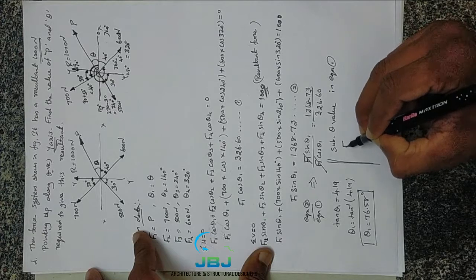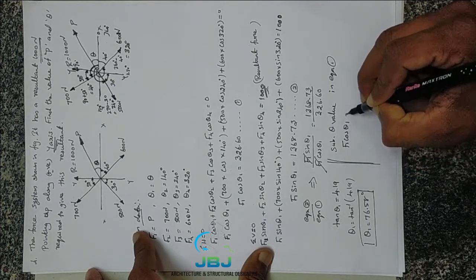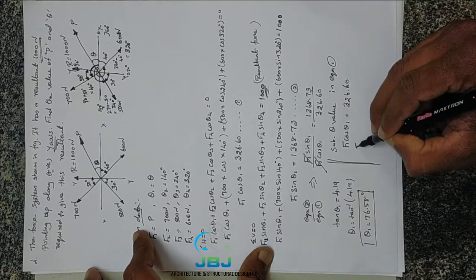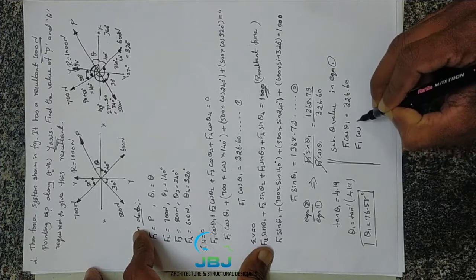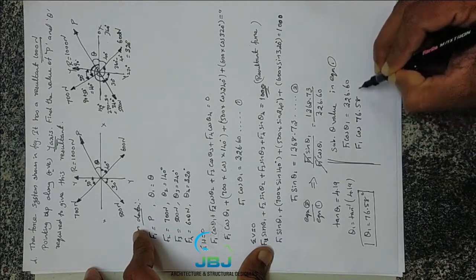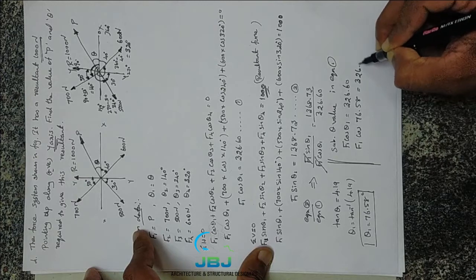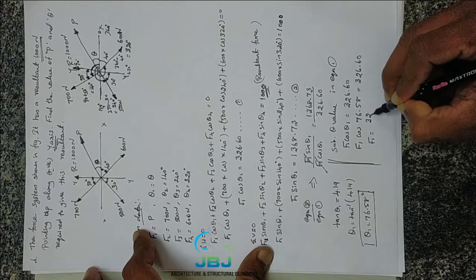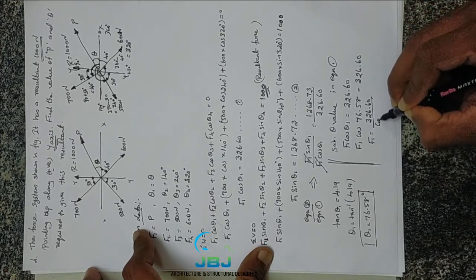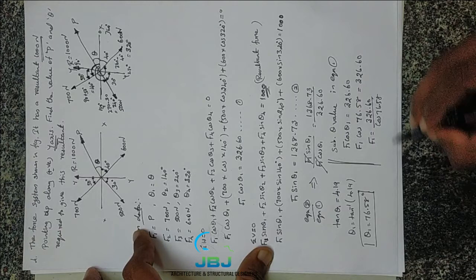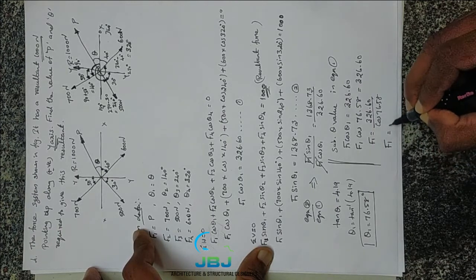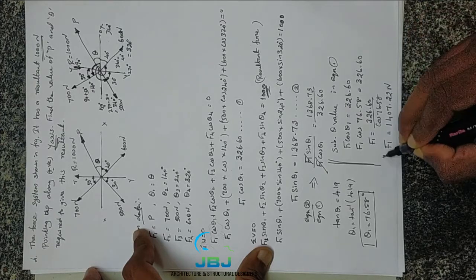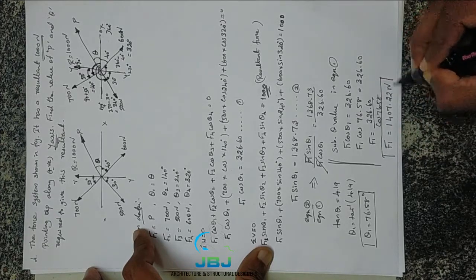What's the first equation? F1 cos theta 1 equal to 326.60. Now you know the value of theta, right? F1 cos 76.58 equal to 326.60. When you solve this term, F1 equal to 326.60 divided by cos 76.58, you get the value F1 equal to 1407.22 Newton.